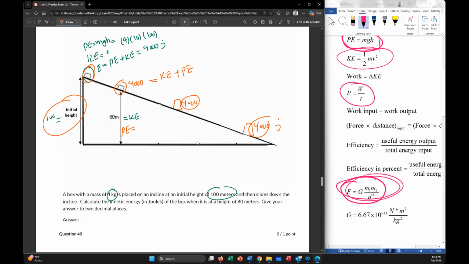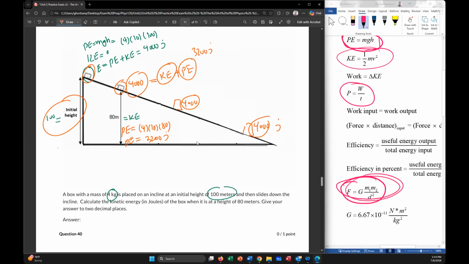It's going to be mass. What is the mass? 4, yes. What is the g? 10. What is the height? 80. So calculate the potential energy. It's going to be 3,200 joule. So this potential energy is going to be 3,200 joule. So 4,000 equals kinetic energy plus 3,200 joule.